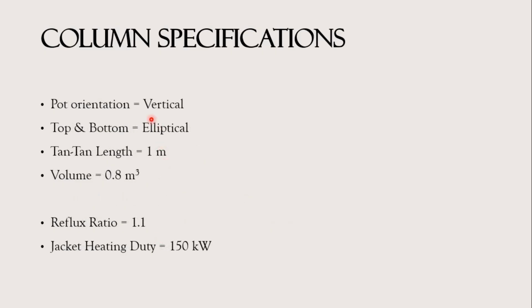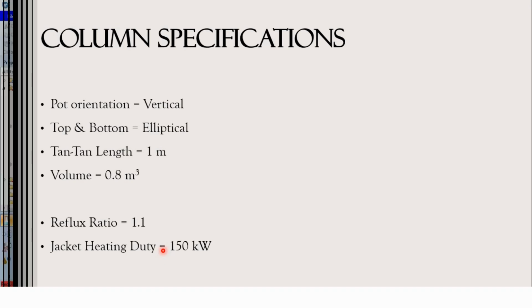Furthermore, the pot orientation is vertical, the top and bottom are both elliptical, the tangent-to-tangent length is 1 meter, while the volume is 0.8 cubic meter. Also, the reflux ratio is 1.1 and the jacket heating duty is 150 kilowatt. So using this information, we will now go to Aspen Plus and simulate the batch distillation process to see how much separation we can achieve in the column, and then we will further discuss the results.